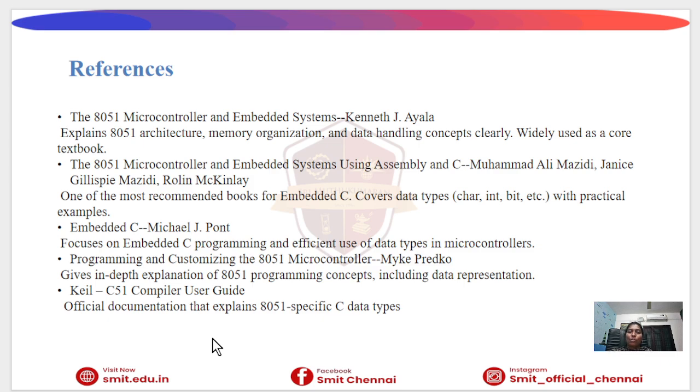So, the conclusion is to summarize today's topics. We learned time delay methods, factors affecting delays, input output programming, logic operations, and data conversion techniques, that is packed BCD to ASCII and ASCII to packed BCD, and the checksum concept. These are the topics we have seen, and these are the references for this concept. In the next class, we will see more programming examples and applications.